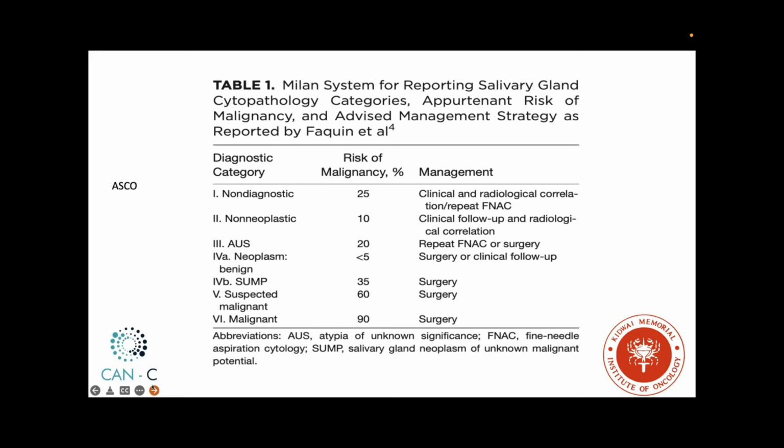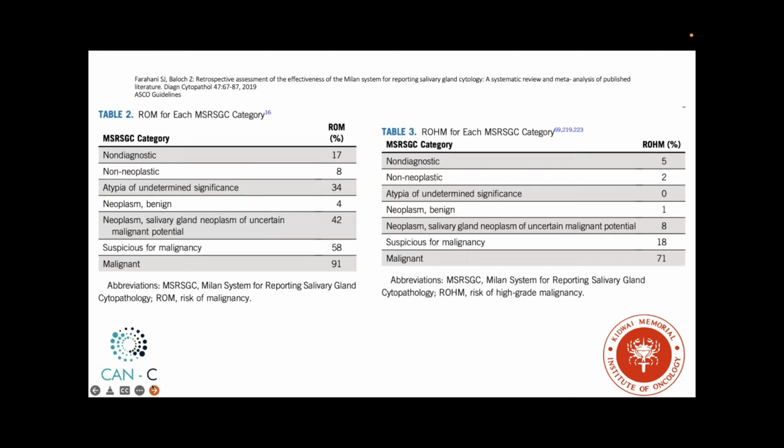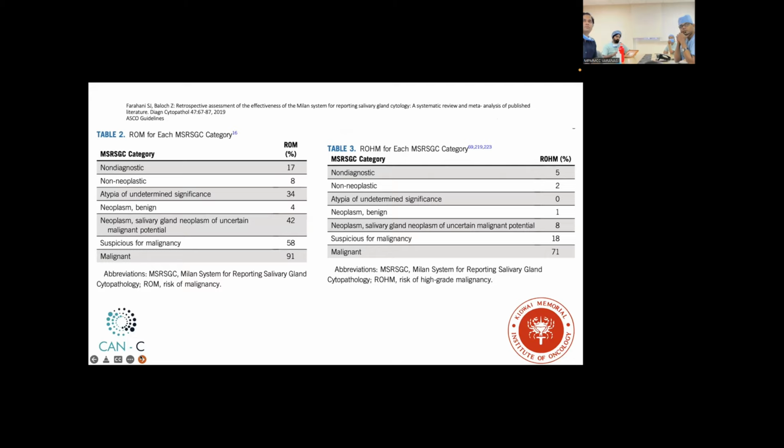The risk of malignancy with this system has been studied again and again, but a recent meta-analysis and systematic review has studied the risk of malignancy both for overall tumors and also specifically for high grade tumors. And they have shown that the Milan system of reporting has shown good correlation with the final histopathology.